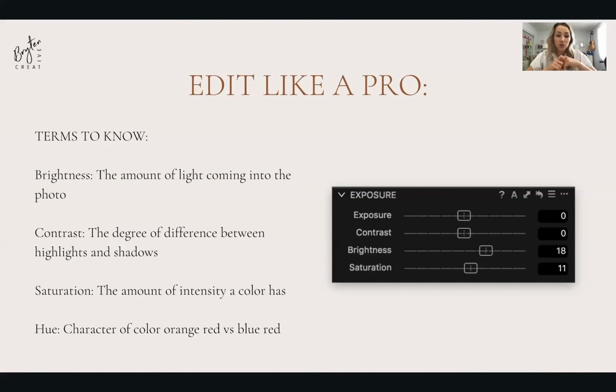And then we got hue, which is character of color. So it's orange red versus blue red. So when you go into more advanced apps and softwares like Lightroom, you're going to actually be able to adjust each color individually, which is pretty fun.